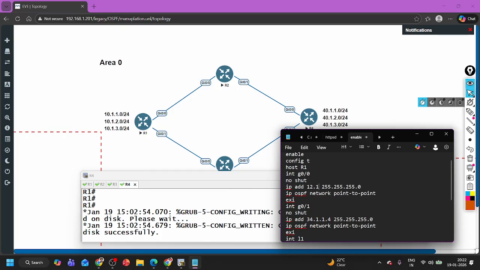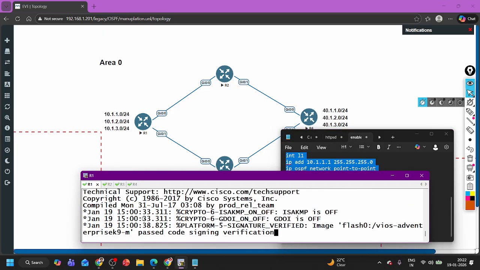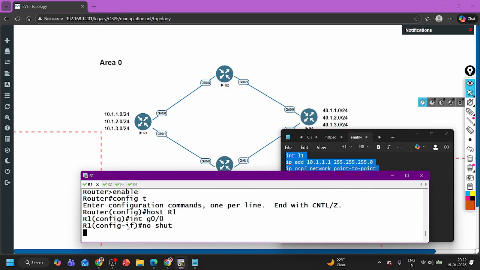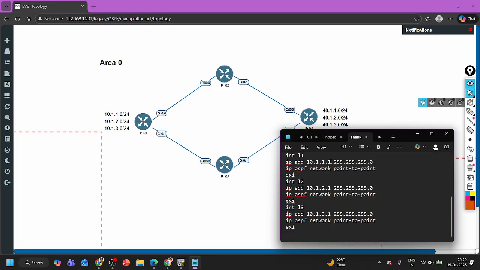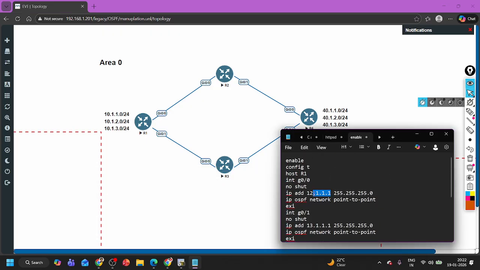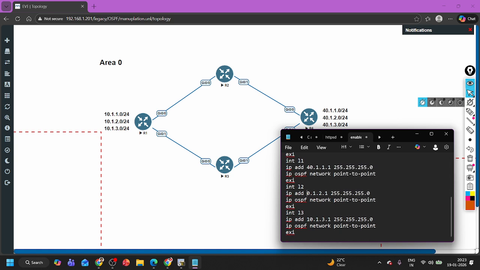12.2, 12.1 and 13.1. Copy and let me paste it on R1. Okay, again for R4: 24.4, 34.4, 40.1.1, 40.1.2.1, 40.1.3.1. Copy and host name.